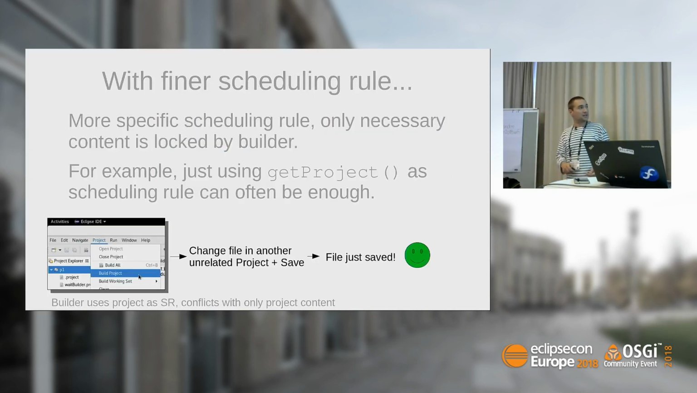If we refine the scheduling rule, so if I modify the builder so that the scheduling rule is, for example, just the current project I'm building, it's a safe choice in many cases. If we refine the builder and we build one project, then the scheduling rule only affects the current project. And if we save a file in another unrelated project, there is no conflict, the file is saved, and the builder continues.